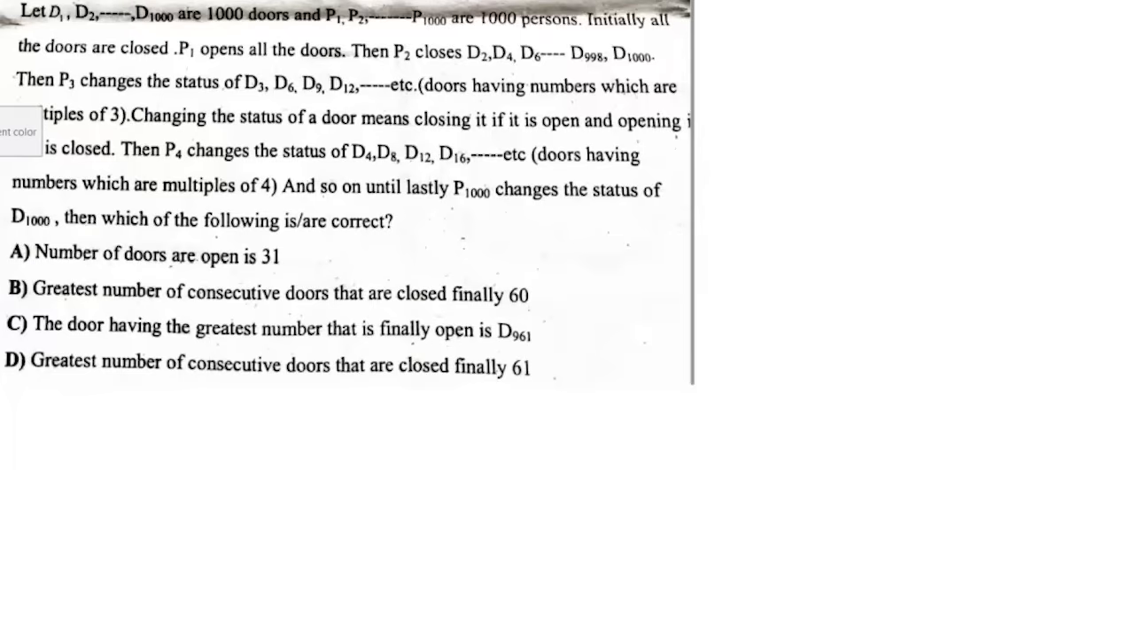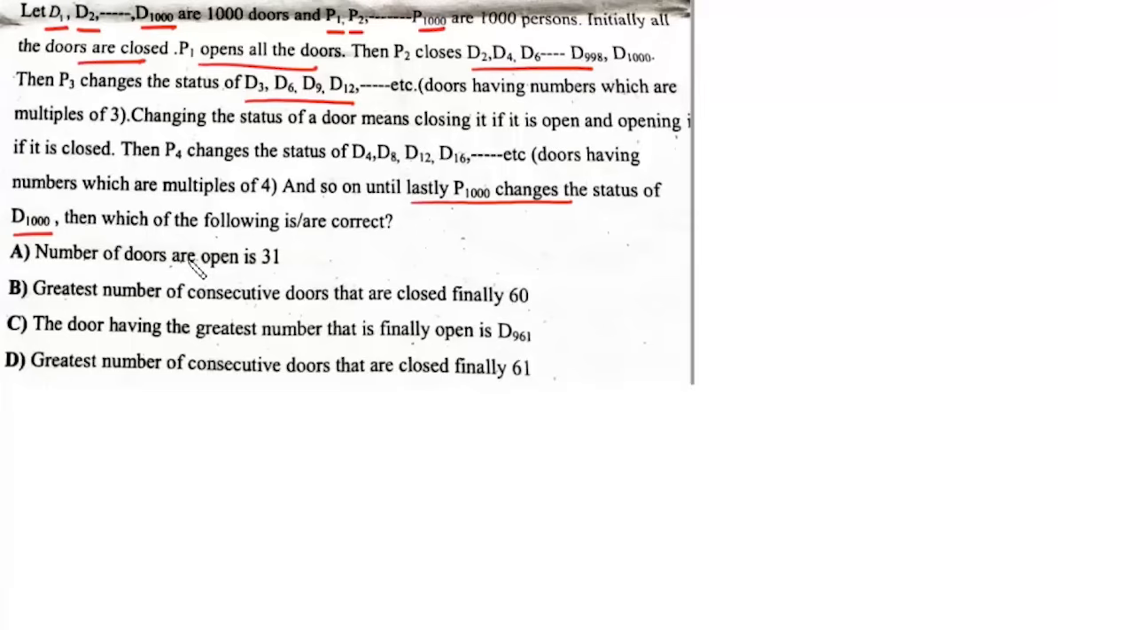Now this is the famous 1000 doors problem, and this problem we have already discussed in one of the previous videos. So there I have discussed this problem in detail. Here I'm just going to skim through it. So we have 1000 doors, D1, D2, D3 and D1000, and there are 1000 people, P1, P2, P3 and P1000. Initially all the doors are closed. P1 opens all the doors, P2 closes all the doors which are multiples of 2, P3 changes the status of all the doors which are multiples of 3, and it goes on. So the question is, until lastly P1000 changes the status of D1000, which of the following options are correct? So we have to find the number of doors which are open.